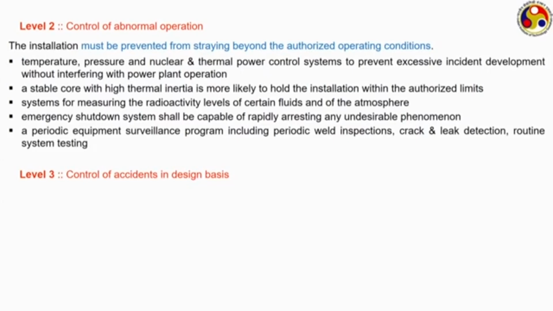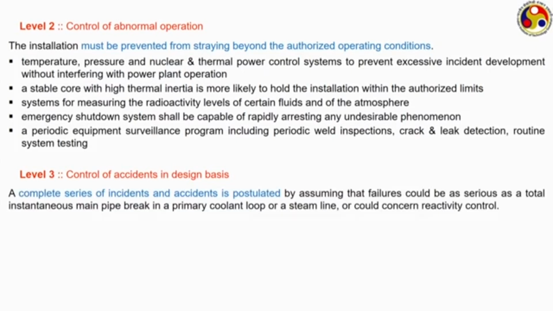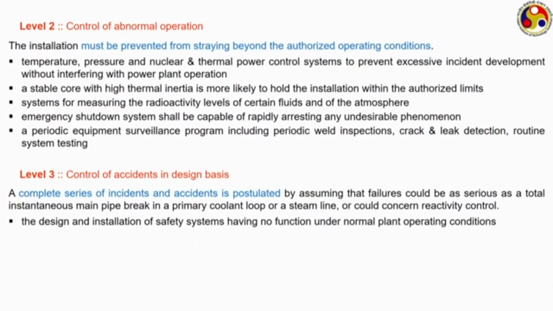But when both level 1 and 2 fail, we come to level 3, which must control the accidents at design level. A complete series of accidents and incidents are postulated while designing a nuclear power plant, and taking the corresponding data, only then are the final designs drawn. The design and installation of safety systems having no function under normal operating conditions, that is the safety systems that we are going to install under this level 3, may not be functional at all during normal power operation.